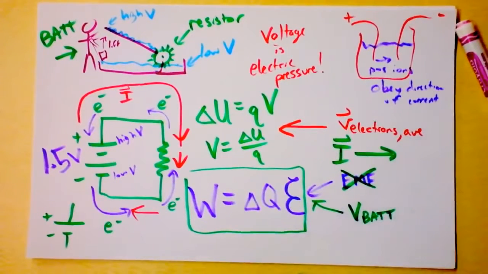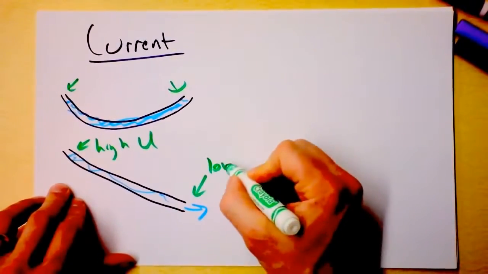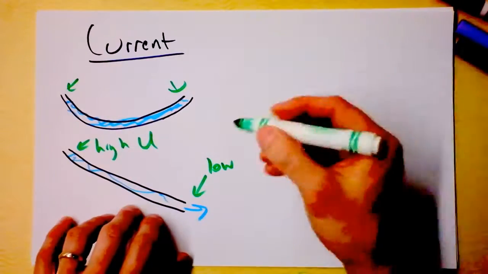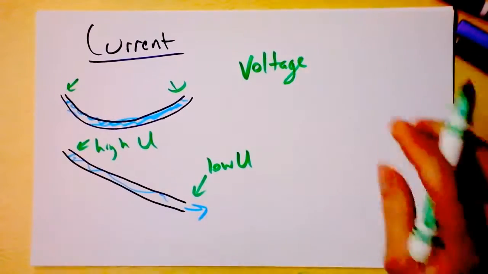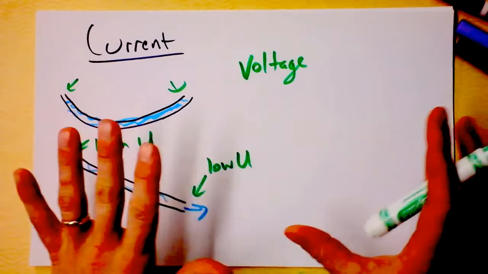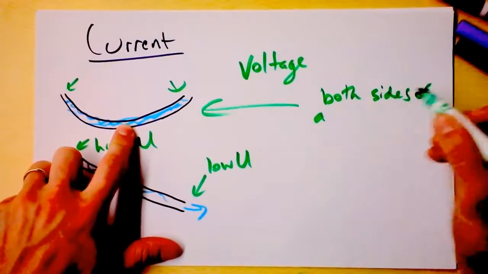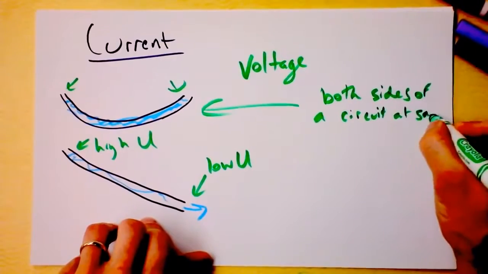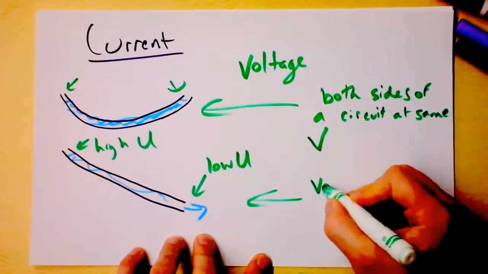Potential energy there, and this is a high potential energy, and this is a low potential energy. But you know, really we're not talking about potential energy so much, we're talking more about potential. And so we can start to think about voltage, and it's voltage that determines whether something will cause charges to move or not. And this would be both sides of a wire. Maybe I could say both sides of a circuit at same voltage. And this would be voltage difference.